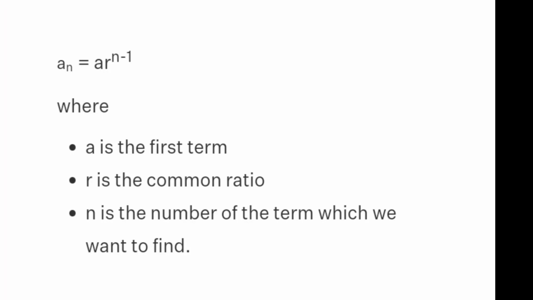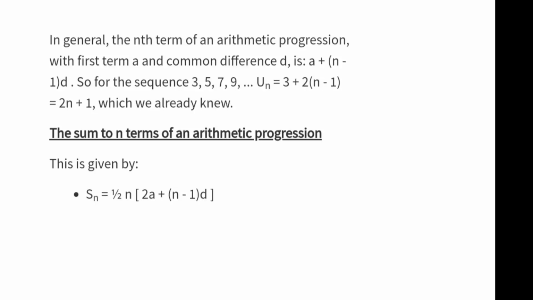The formula for the nth term of the geometric progression is like this, where a is the first term, r is the common ratio, and n is the number of the term which we want to find. And here's another example of the nth term of an arithmetic progression. In general, the nth term of an arithmetic progression with first term a and common difference d is a plus (n minus 1)d. So for the sequence 3, 5, 7, 9, un equals 3 plus 2(n minus 1) equals 2n plus 1, which we already knew.